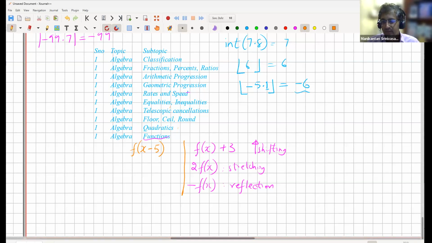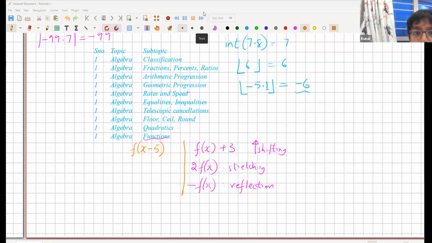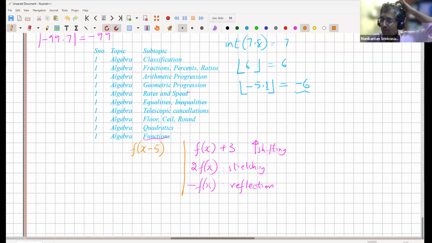Kunal, what do you think? F of x minus 5 is shifting to the right or shifting to the left? The right. Because I asked this question. Okay, Apurva, what do you think? Yes, sir, shifting right. Yes, you both are correct. It is shifting to the right. So it's a little counterintuitive. So f of x minus 5 is shifting to the right.